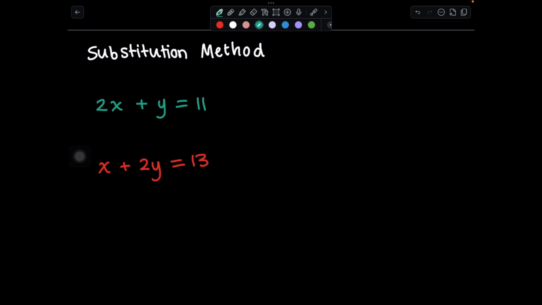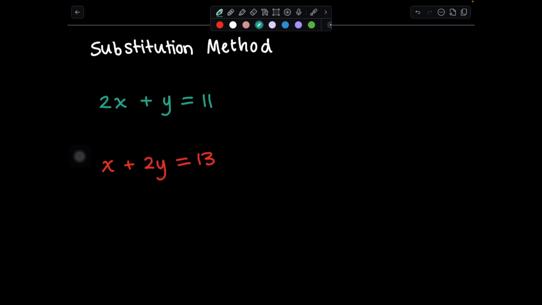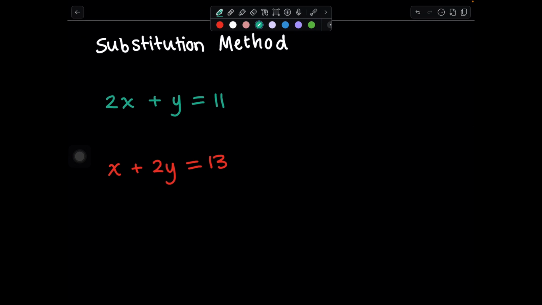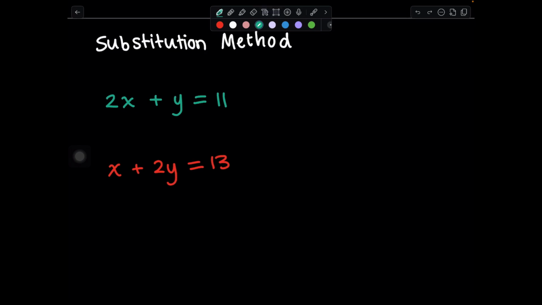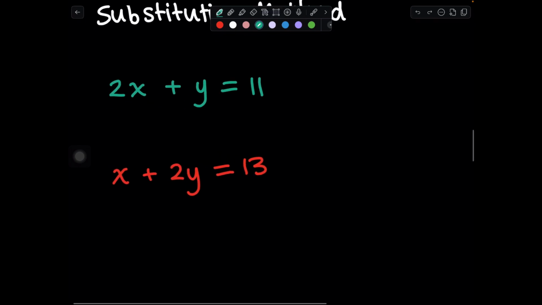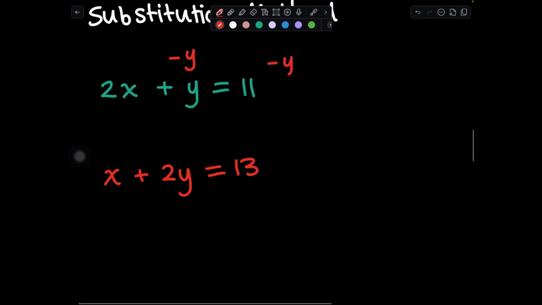Next we have the substitution method. This will get us the exact same answer as our method from before, but it's just a different way of getting the same answer. So what you do here is you pick one of the equations, it doesn't matter which one, and you pick a letter that you want to solve for. So I'm going to pick x and I'm going to pick my first equation. So what I'm going to do is try and get that x by itself. And the way we do that is first minusing y from both sides.